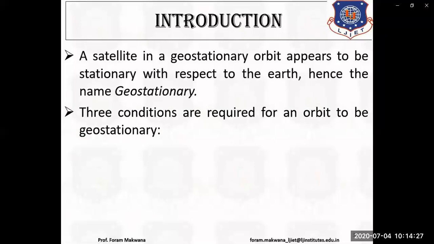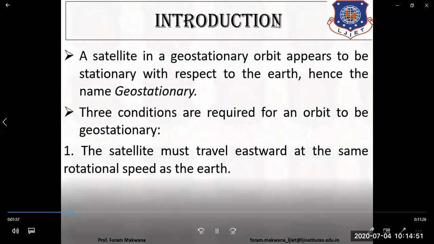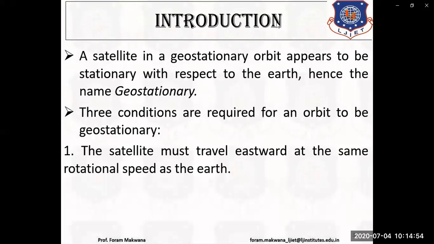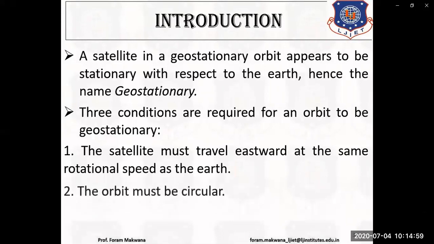For a satellite to be geostationary, there are a total of 3 conditions required for an orbit to be geostationary. The first condition is that the satellite must travel eastward at the same rotational speed as the Earth. That means the rotational speed of the satellite should be the same as the rotational speed of the Earth. Second condition, the orbit must be circular. That means its shape should be circular.